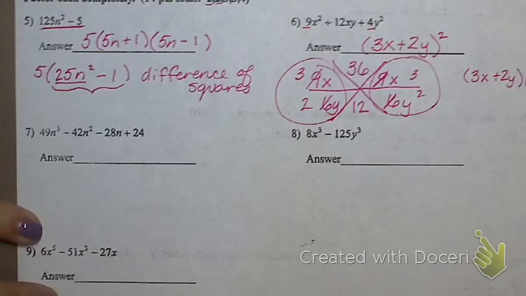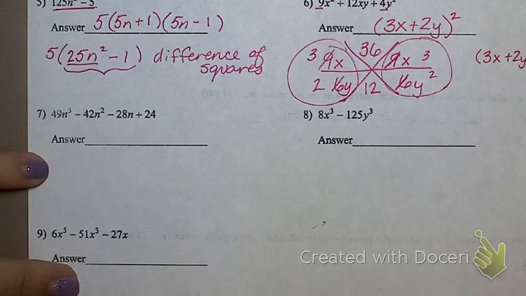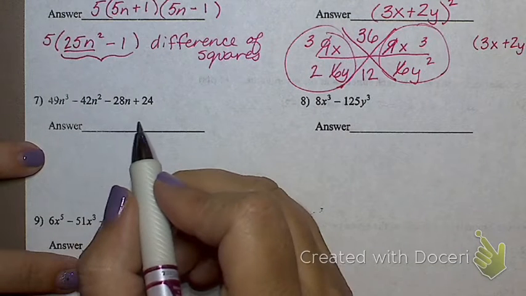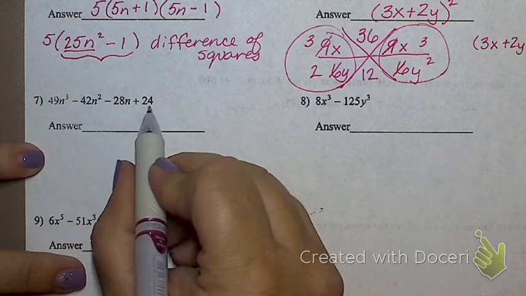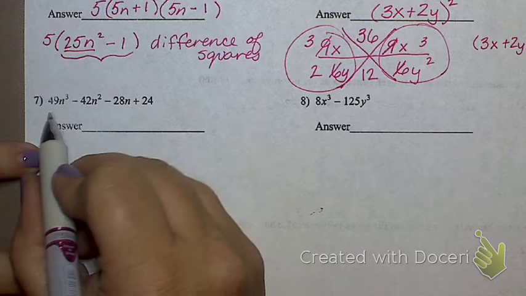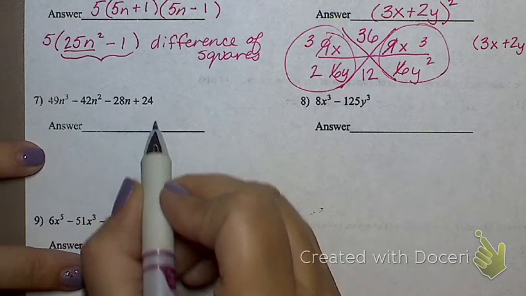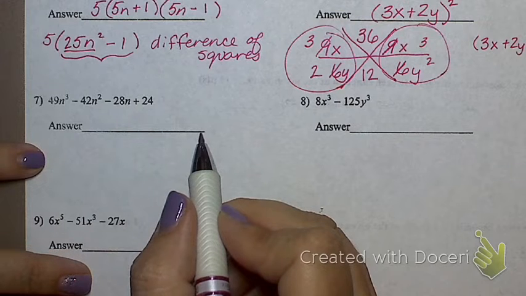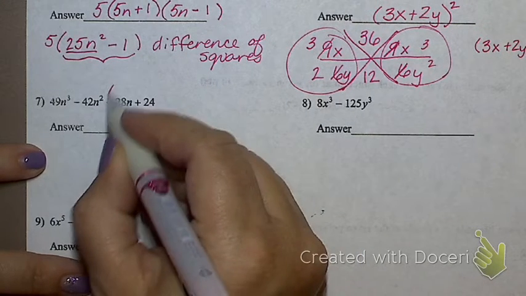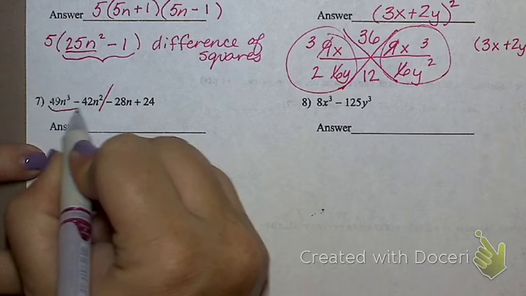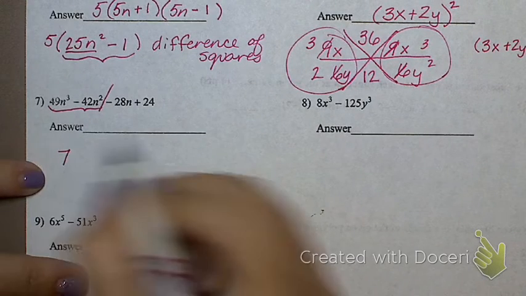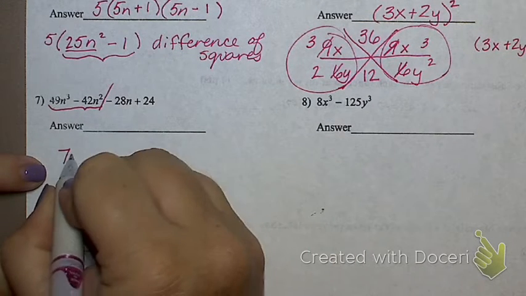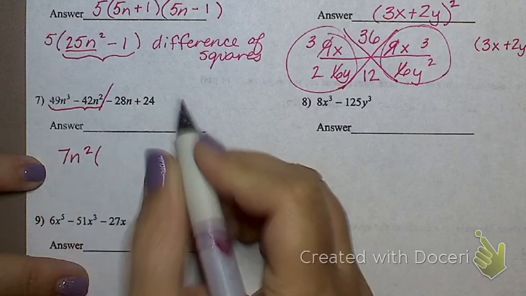Okay. Number 7. Is there anything that they have in common that I can take out? 7 what? I can take a 7 out of 24? There's nothing that all 4 terms have in common, right? Now, 4 terms, what method do I have to use? Grouping, right? Cut it in half, and then look and see what do these 2 have in common. That's where the 7 is. What else do they have in common? N squared.